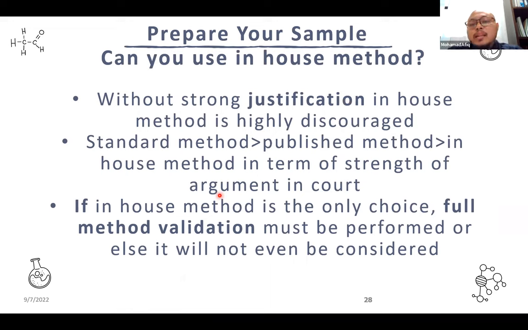So you need to avoid the in-house method if you can. You need to use the standard method. If the standard method is not available, you can use a published method from journals. Then after that, you can use the in-house method. But all those things you need to analyze accurately.